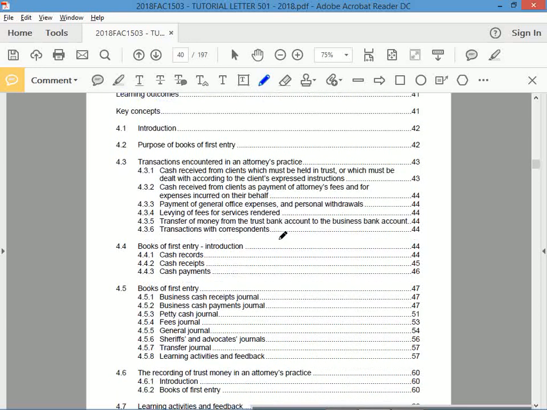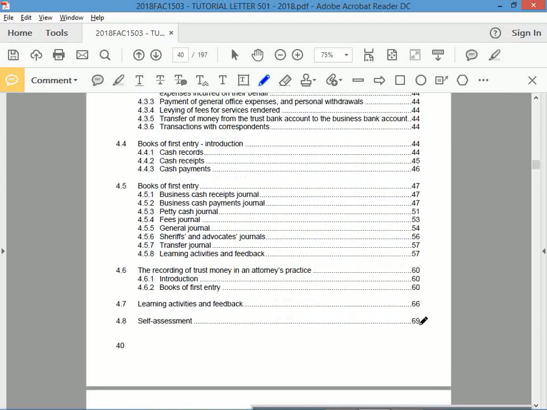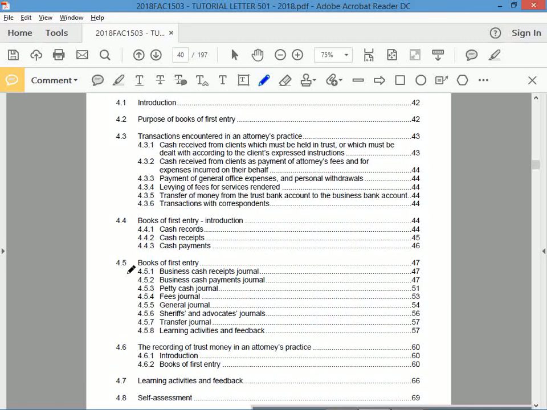There's a lot of theory here. You can see how long this chapter is. It's a big one. Starts on page 41, ends on page 69. It's a much longer chapter than some of the other ones we've seen. There are all the journals: business cash receipts journal, business cash payments journal, petty cash journal, fees journal, general journal, sheriff and advocate journals, transfer journals. These are all journals.